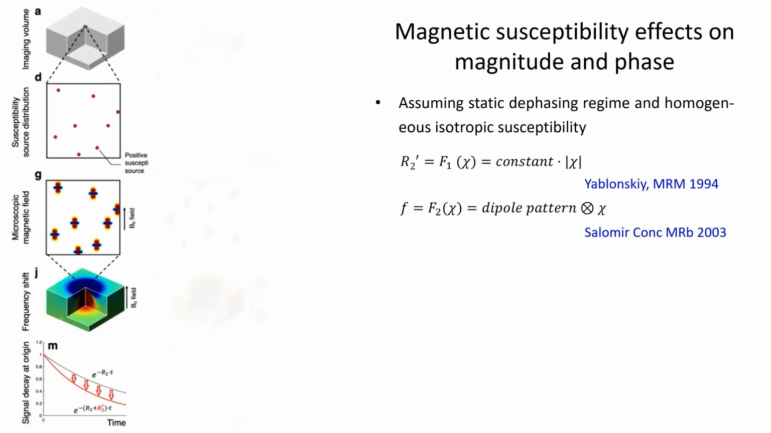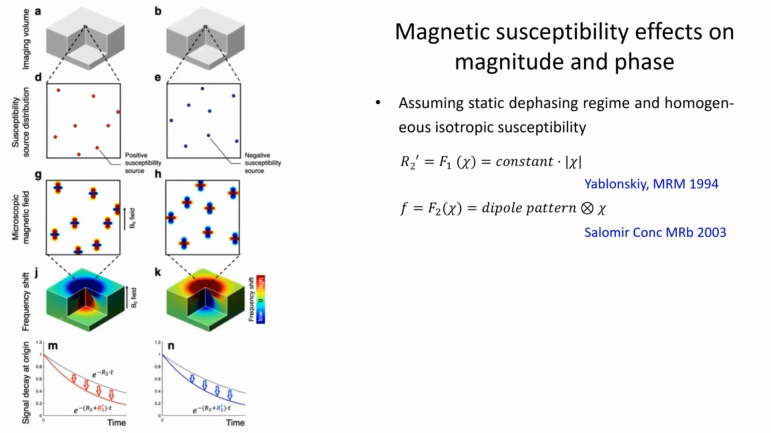Let's consider another case where you have exactly the same voxel, but now we negate the sign of these susceptibility sources. Again, the same size, same characteristic frequency, but we have the sign negated. Then everything is the same in terms of the magnitude decay or R2 prime value, but the sign of the field pattern that you get from this source is now the opposite. So that's the reason why we have this absolute value in our R2 prime. On the other hand, here we don't have any absolute value so that we can accommodate this sign change in the equation.